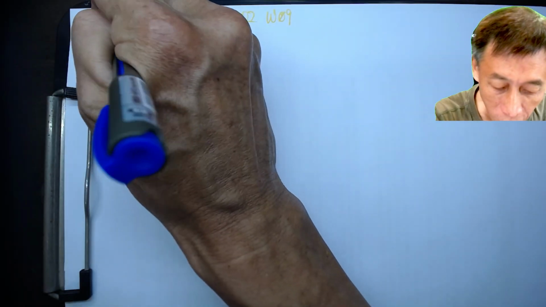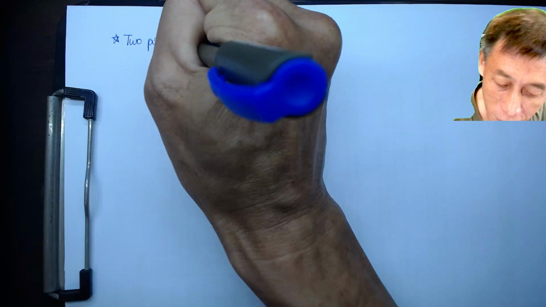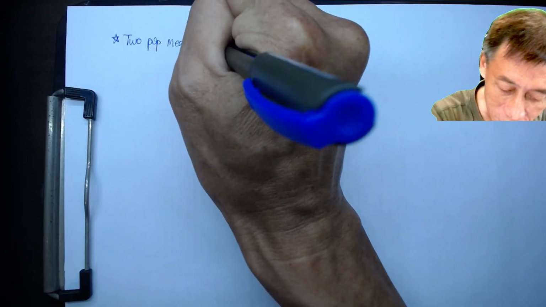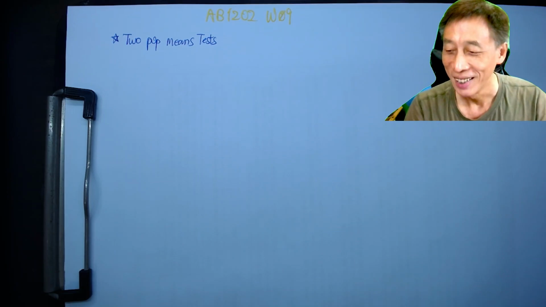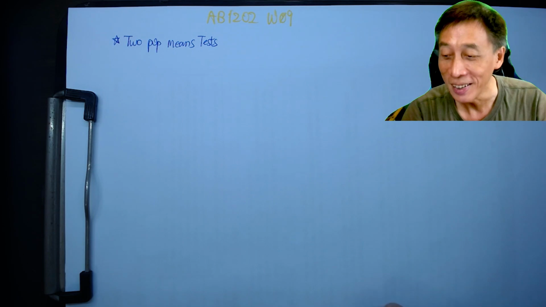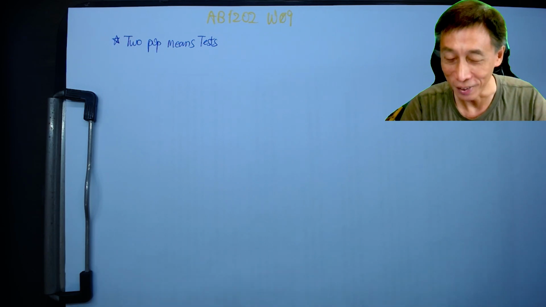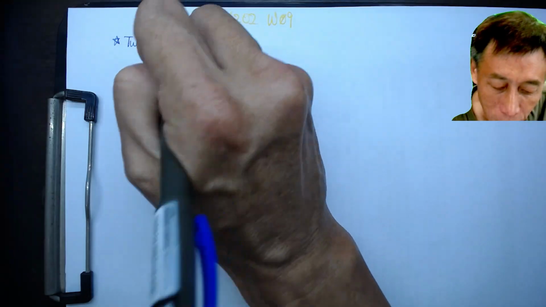Today we have one topic, but one big topic, and that is two population means tests. Tests, that means plural, many tests below it. So even though we have one topic in our agenda, it's quite a broad one. So let's dive in.